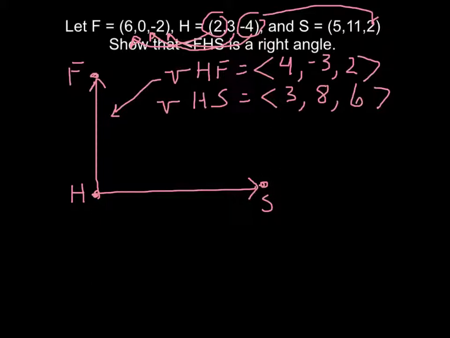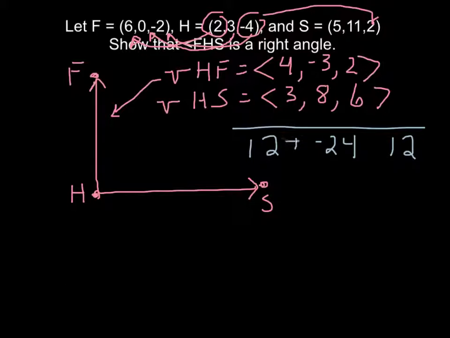So once we have our vectors, we can go ahead and dot product. 4 times 3, 12. Negative 3 times 8, negative 24. 2 times 6, 12. Add them together, 0. We're done. That means that these two vectors are perpendicular because the dot product equals 0.